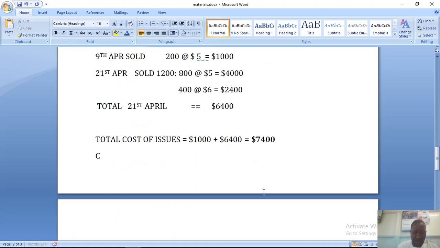So you will say cost of closing inventory. This is going to be 100 units at $6 per unit, plus the other one is 600 units at $5.5.